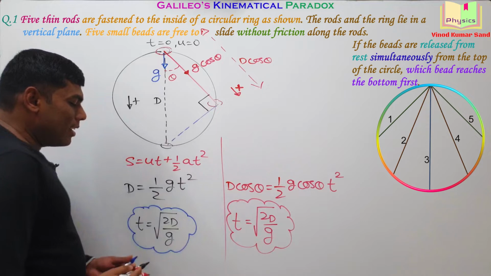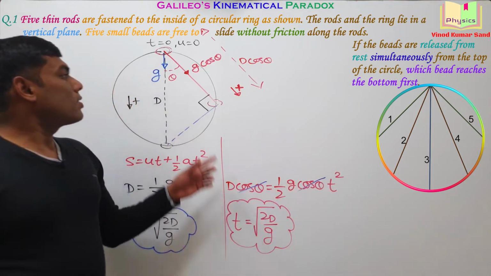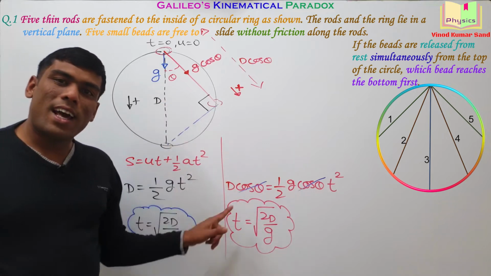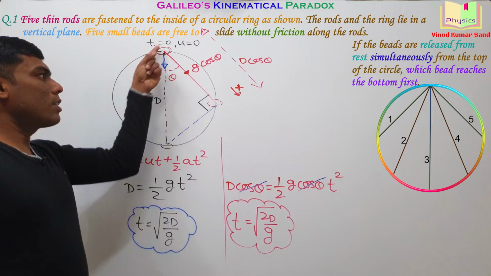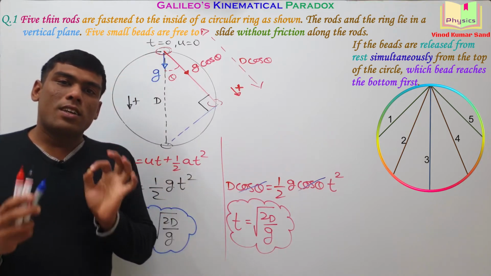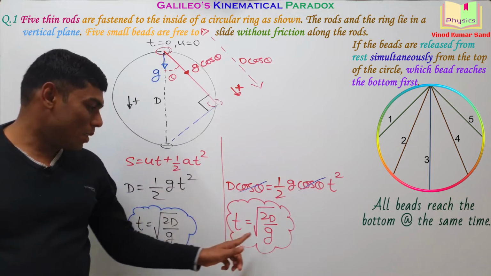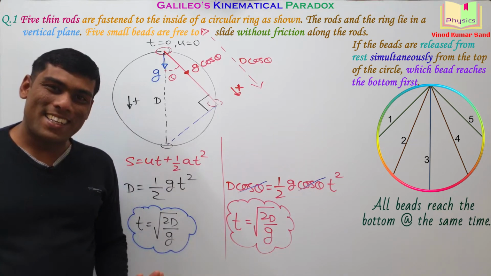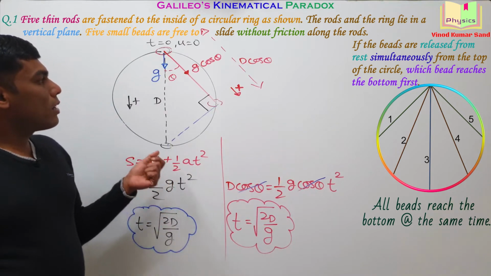An interesting insight: theta is of no matter in this entire calculation. So you choose this path, or this path, or paths like these, the beads will reach the bottom at the same time, root 2d by g. Getting it? There is some insight in this calculation.